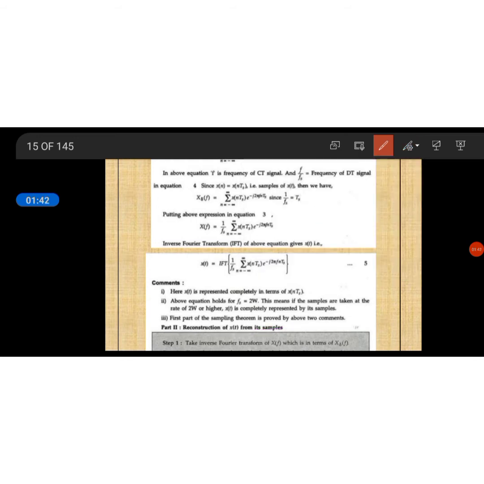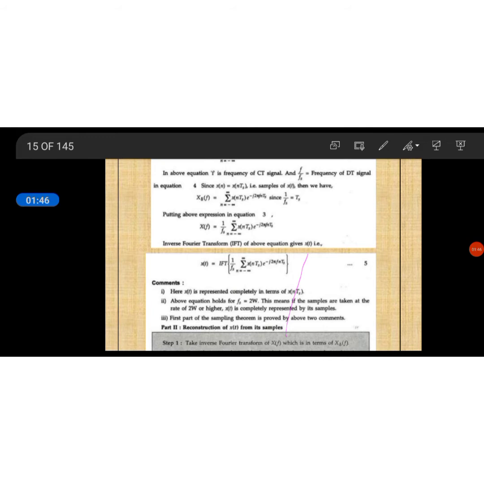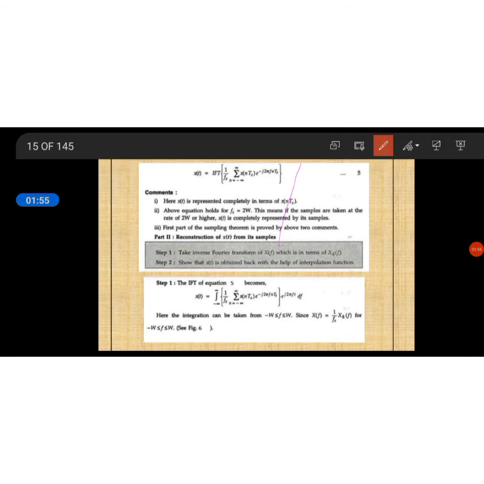Here there are two steps we are following. The first step is to take the inverse Fourier transform of X of f, which is in terms of X delta of f. After that, show that x of t is obtained back with the help of the interpolation function. These are the two steps we are going to discuss here.